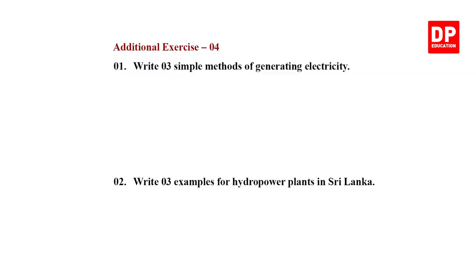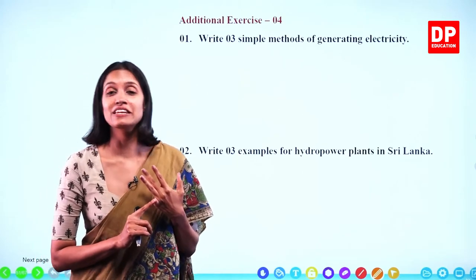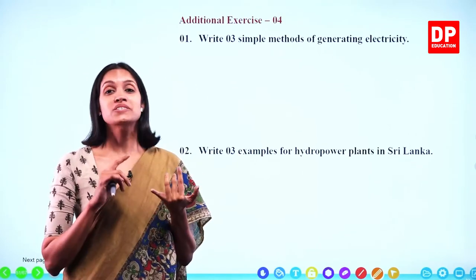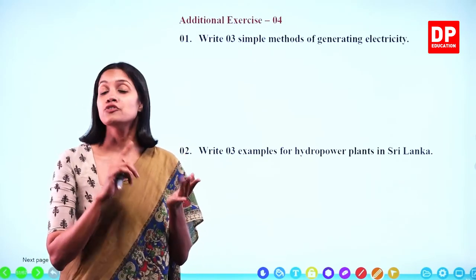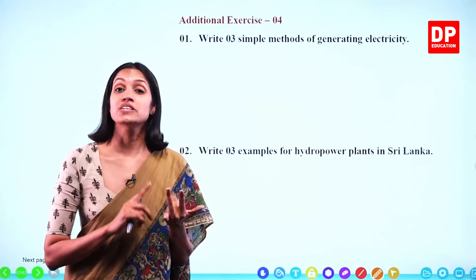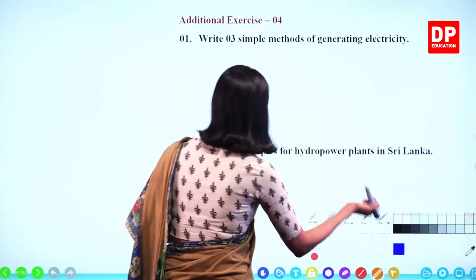Exercise number 4. Write 3 simple methods of generating electricity. We learned there are 3 main methods of generating electricity. What are they? Using chemical cells or electric cells, right? And using dynamos and using solar cells, right? We'll write them.